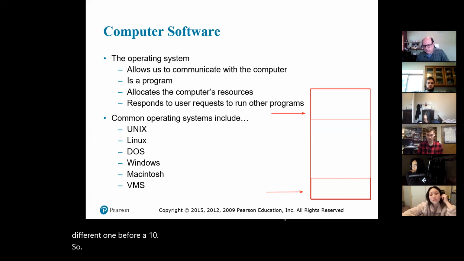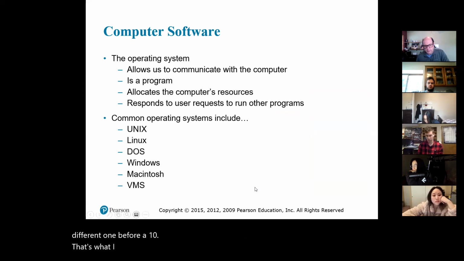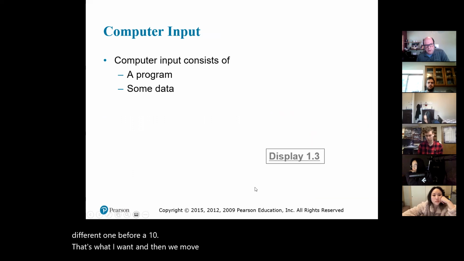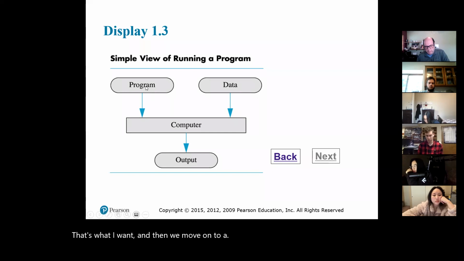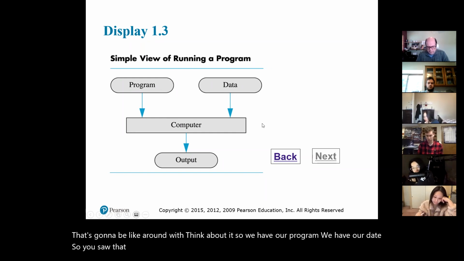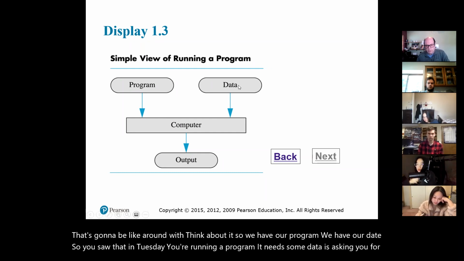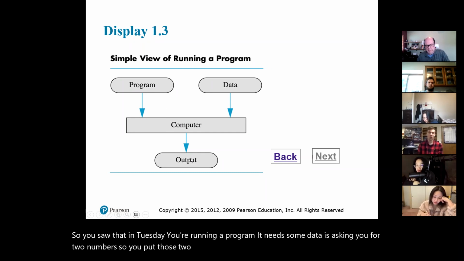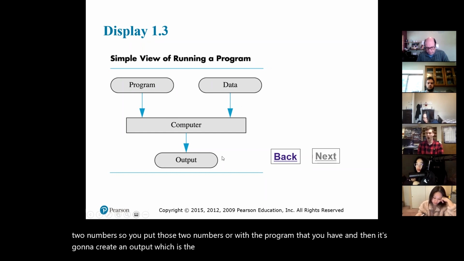So that's for that one. And then we move on to our program, which we will think about later. So we have our program, we have our data. You saw that on Tuesday. You're running a program, it needs some data. It's asking you for 2 numbers. So you put those 2 numbers with the program that you have, and then it's going to create an output, which is the result of multiplying those 2 numbers. That's what we did already.